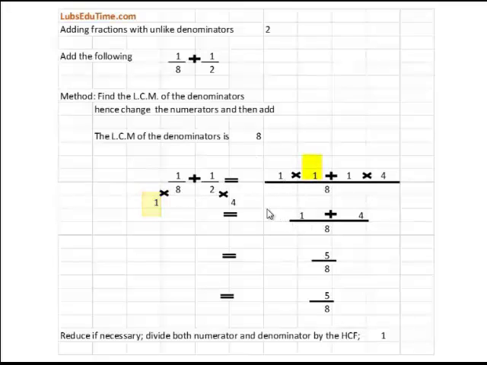What number multiplied by 2 gives me 8? That's 4. 4 times 2 is 8. And 4 times the numerator 1, know that they're the same number. 4 times 1 is 4. So your answer now, 1 plus 4 is 5. 5/8. So bear in mind that when you add unlike fractions, you find the LCM or LCD, and you change the numerators accordingly.